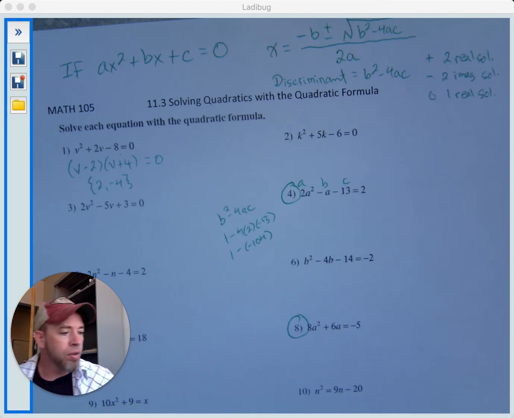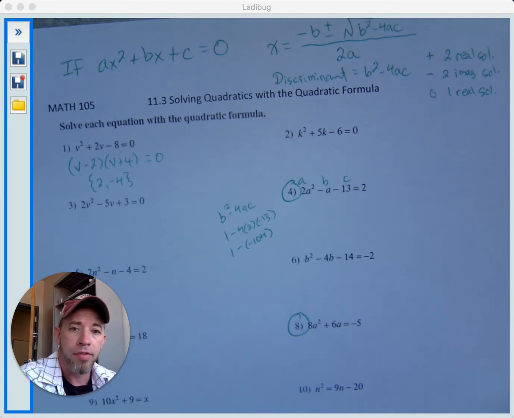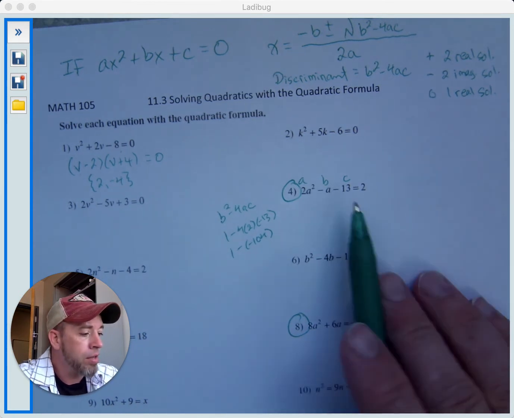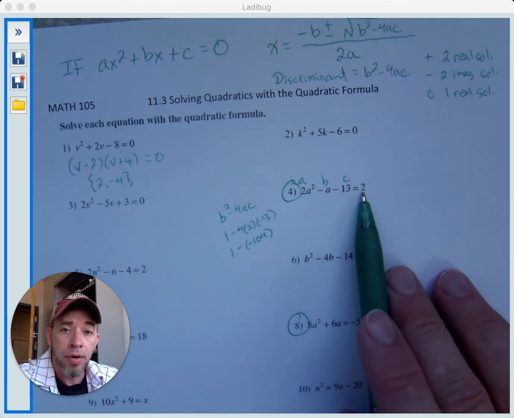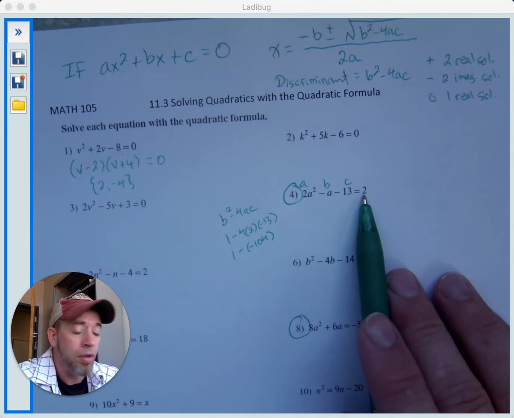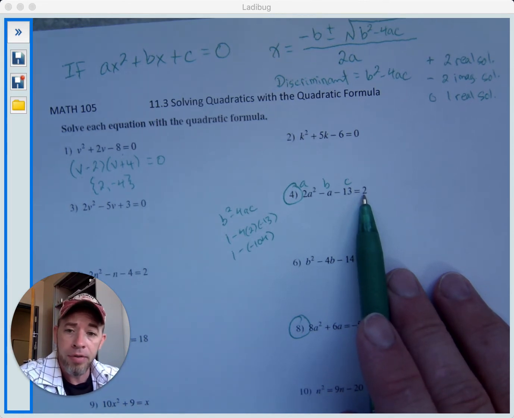Let's make sure. Oh, you know what? I messed up severely, didn't I? What did I do wrong? Think about it for a second. This is not in the correct form, is it? This 2 is not a 0. So this is not going to work. And this is a common mistake, so it's probably a good thing I made it. And maybe I might even have done it on purpose.